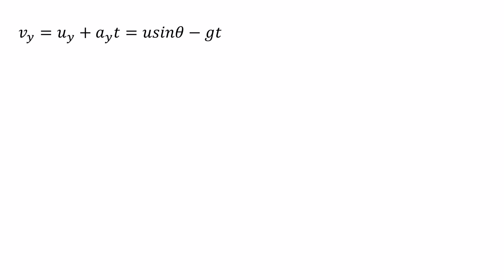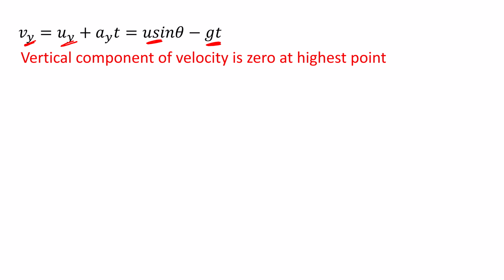v equals u plus at. Okay, the initial vertical velocity is u sin theta, so Vy equals u sin theta minus gt. With the help of this Vy, we can find vertical velocity at any instant of time t. Vertical component of velocity is 0 at highest point when the projectile is at its highest point. Vertical velocity is 0 and the projectile motion is driven only by horizontal motion at highest point.